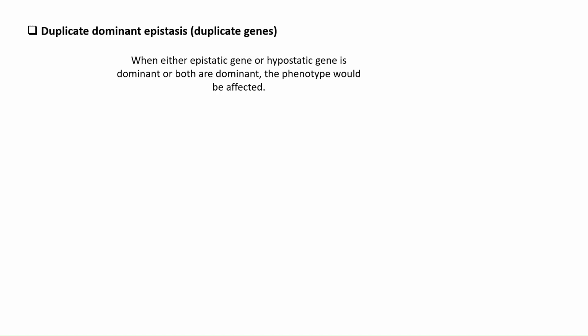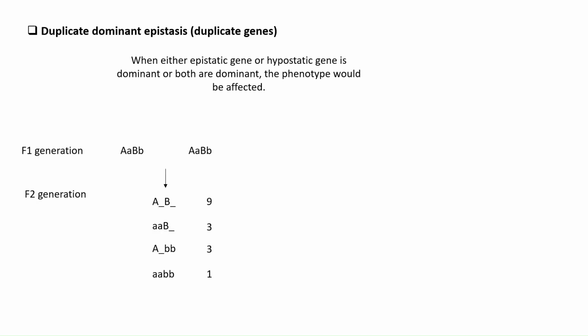epistasis. Now what do we mean by duplicate dominant epistasis? This is also known as duplicate genes, and in this condition when either the epistatic or hypostatic gene is dominant or both are dominant, that is when the phenotype gets affected. It is just the reverse of duplicate recessive epistasis. In duplicate recessive epistasis, when the epistatic or hypostatic gene or both are in recessive condition, that means the phenotype gets affected. Here, when the epistatic or hypostatic gene or both are dominant, that means the phenotype gets affected.